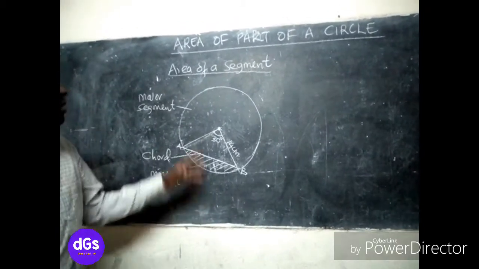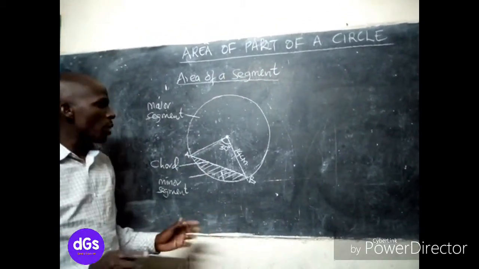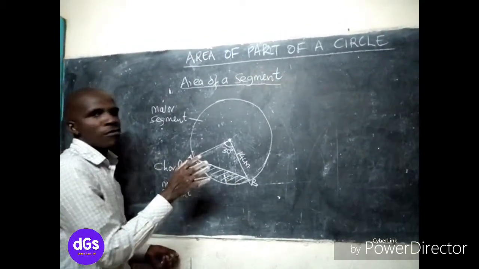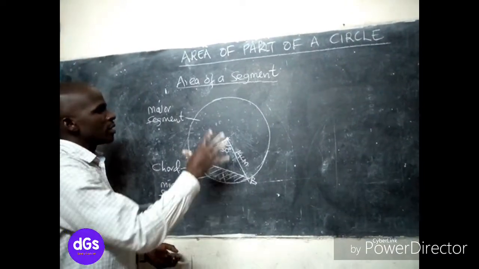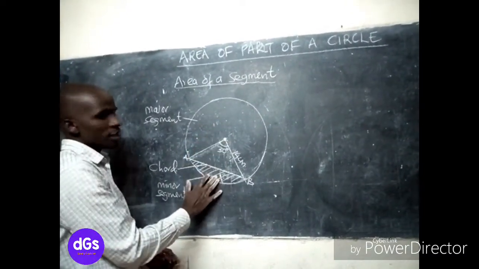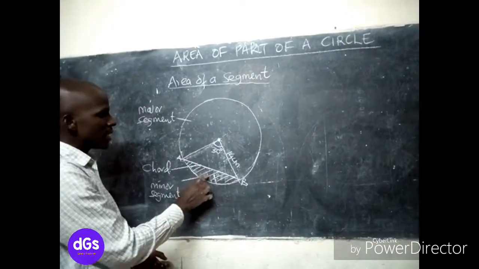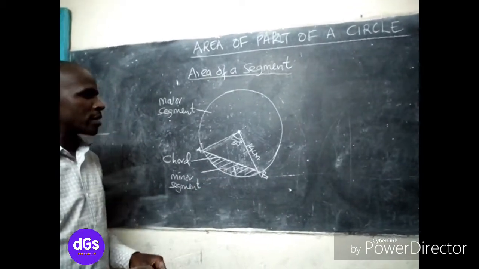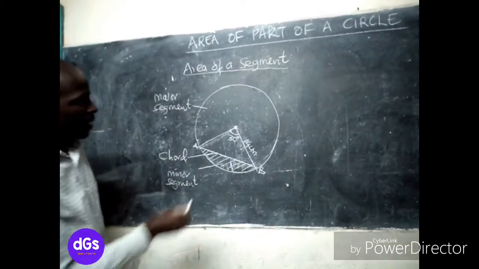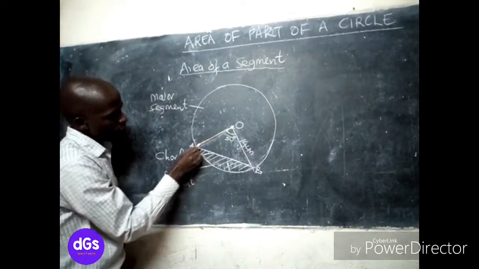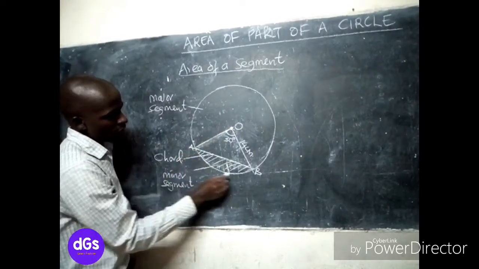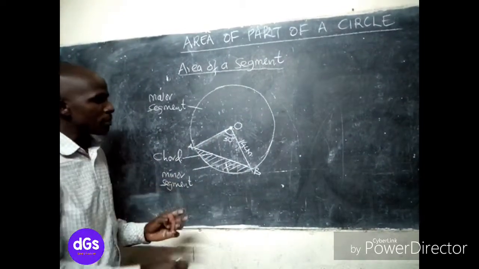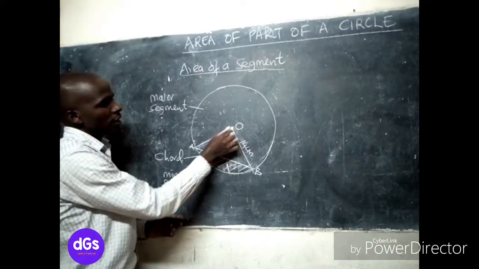Now, in our area of concern, here we want to know how you can calculate the area of one of the segments, which could be this segment or this segment. To get the area of this shaded part, the first thing you need to do is to get the area of the sector of the circle, if this is the center. Then you subtract the area of this triangle.